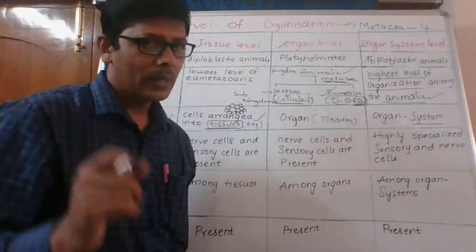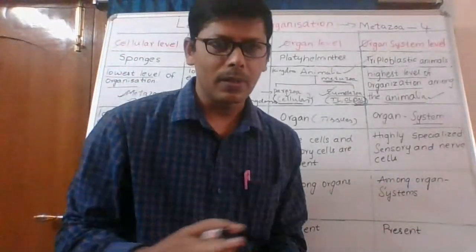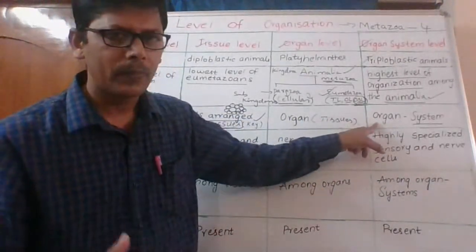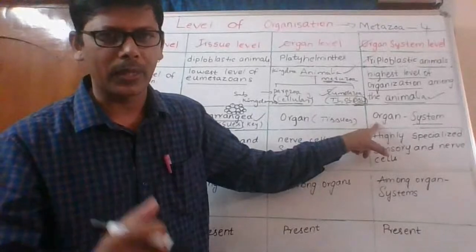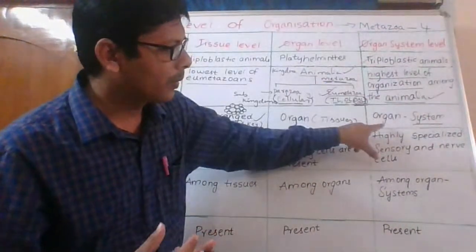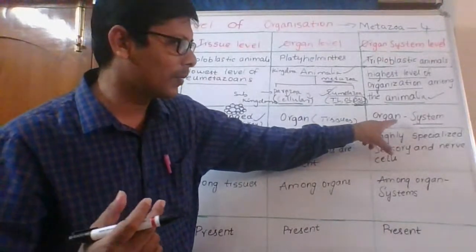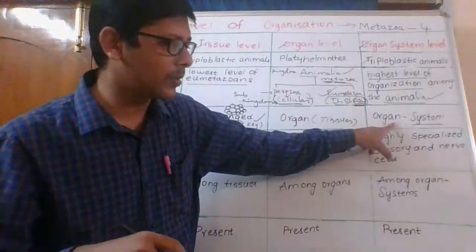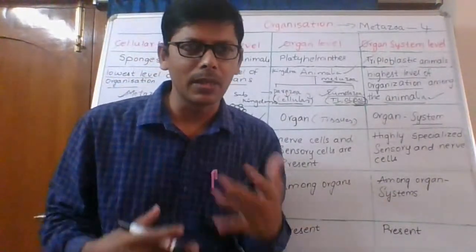But the complexity of this system is not the same. For example, if you compare the digestive system of an earthworm with that of a human being, there are a lot of differences. In phylum Annelida there is the organ system, digestive system. In phylum Chordata, in human beings also there is a digestive system, but the complexity levels vary.